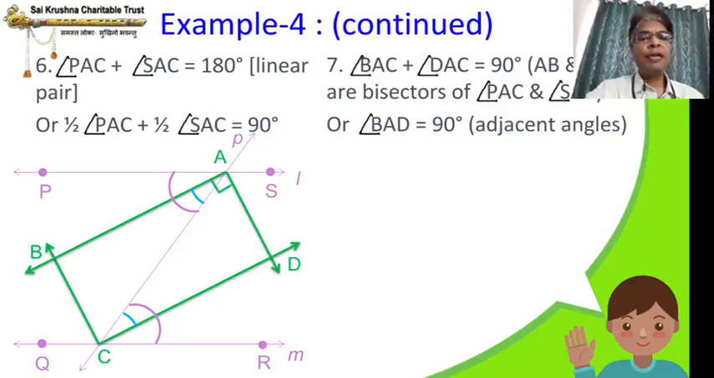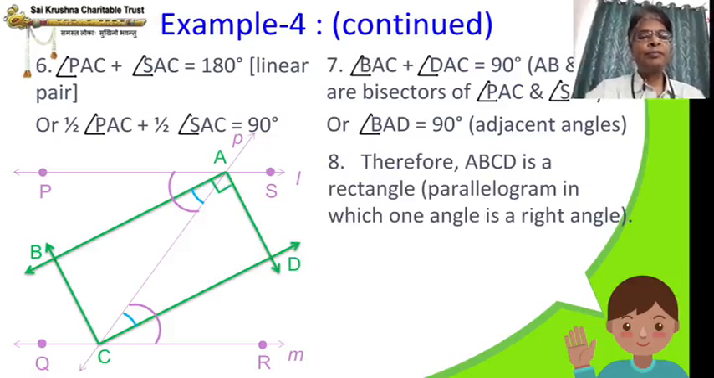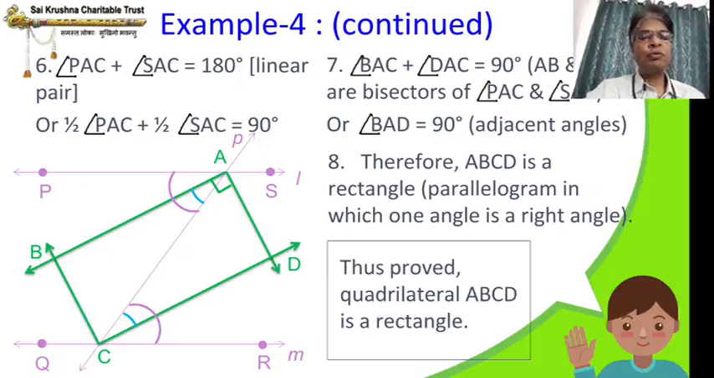So, therefore, one angle is a right angle. Therefore, ABCD is a rectangle, a parallelogram in which one angle is a right angle. And I am putting: thus proved, quadrilateral ABCD is a rectangle. It is a very simple proof. First we proved that the bisectors form a parallelogram. Then we checked one angle and we are able to prove that it is a right angle. From that we are able to say the quadrilateral formed, ABCD, is a rectangle. So this is the answer. So easy to follow. Pause the video, note down these steps and then go to the next page.